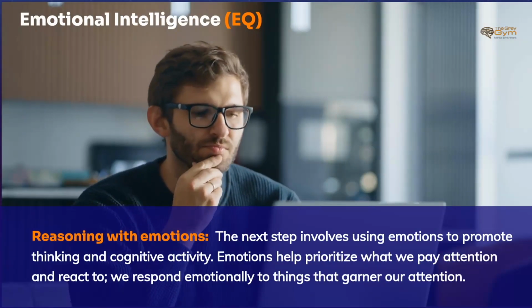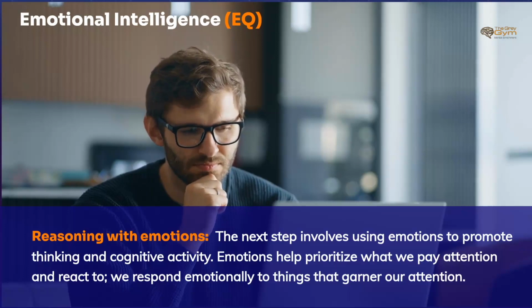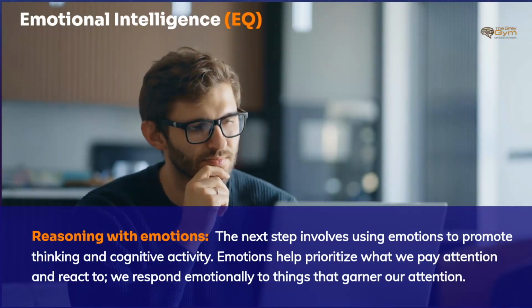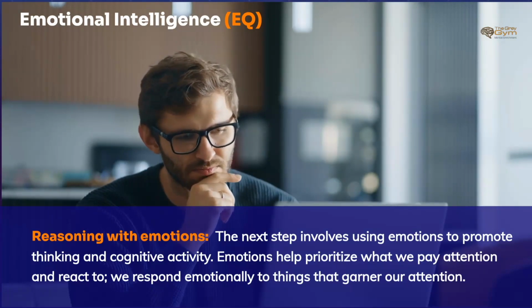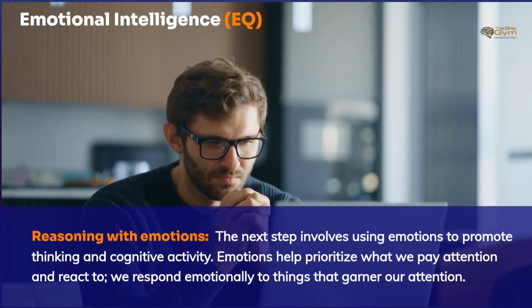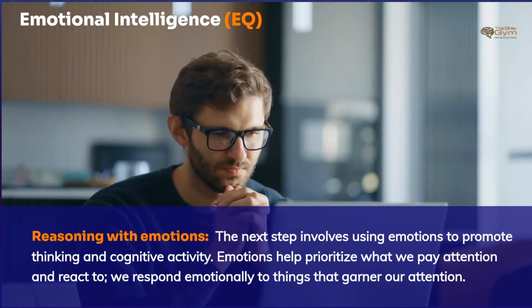Second is reasoning with emotions. The next step involves using emotions to promote thinking and cognitive ability. Emotions help prioritize what we pay attention to and react to. We respond emotionally to things that garner our attention.